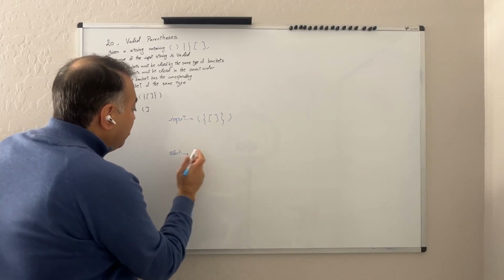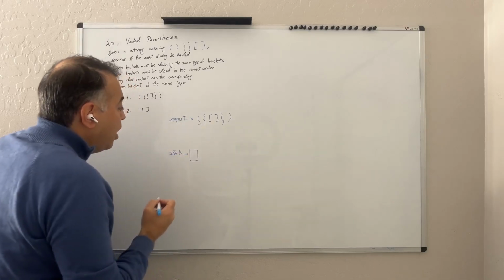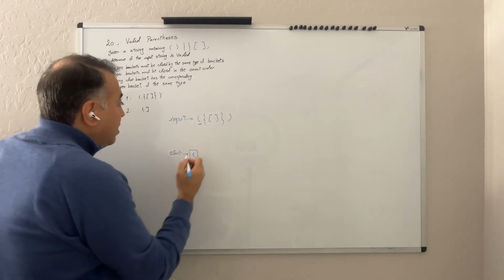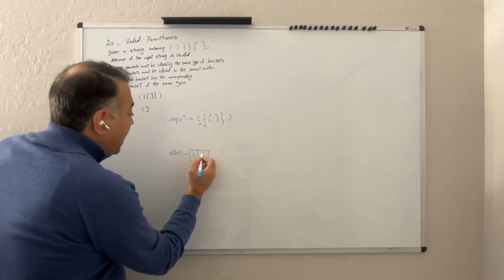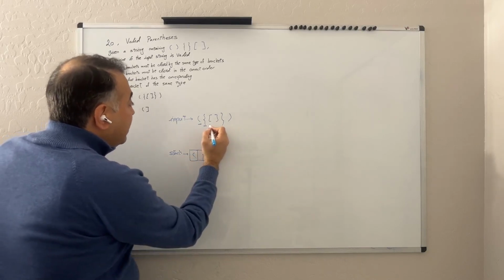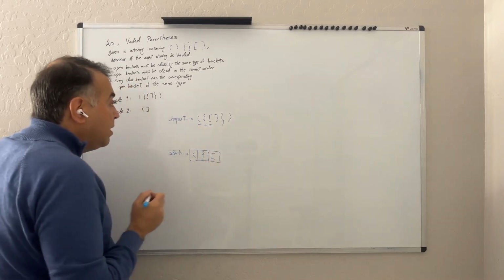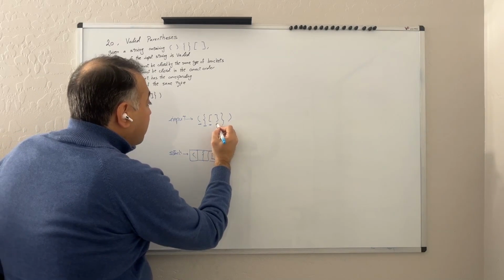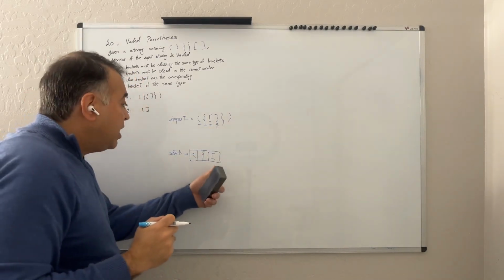So I first visit this item. I put it in the stack. Then I visit this item. I put it in the stack. Then I visit this item. I put it in the stack. Then I visit this item. Oh, this is a close one. I need to check the stack.